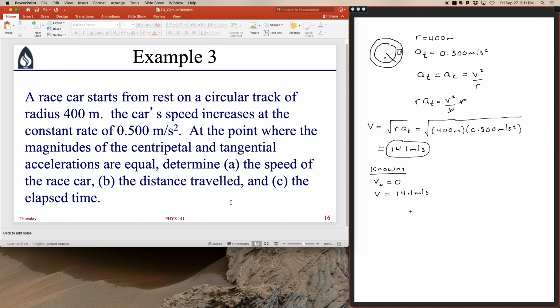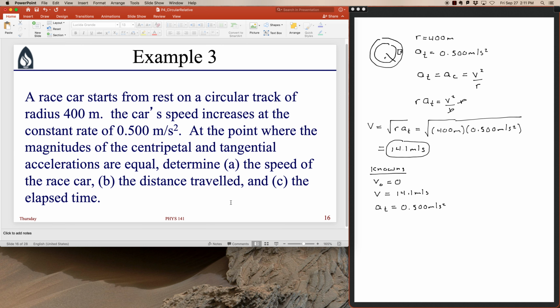Anything else that I know? I know the acceleration. The acceleration that was causing the speeding up was my tangential acceleration. And so that was 0.5 meters per second squared. I think that's it for things I know at this point.